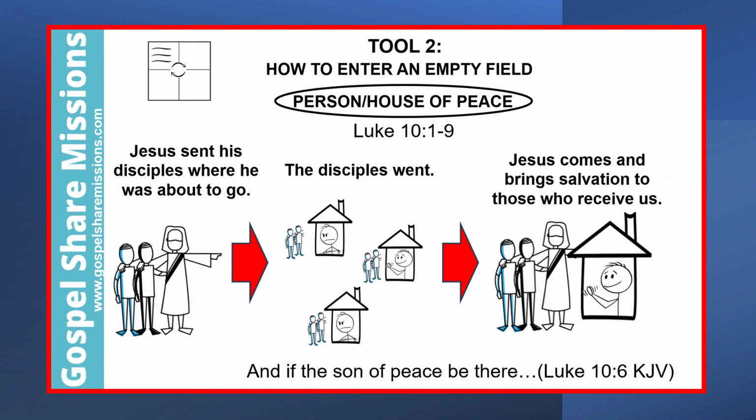In this passage we see Jesus' strategy to evangelize. Jesus sent his disciples where he was about to go. The disciples went. Jesus comes to the houses who received his disciples and brings salvation to them.